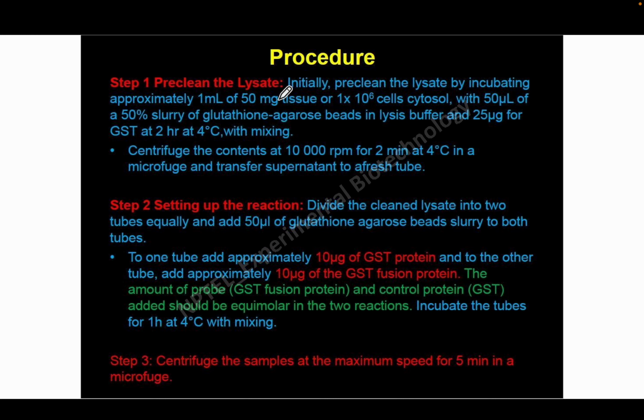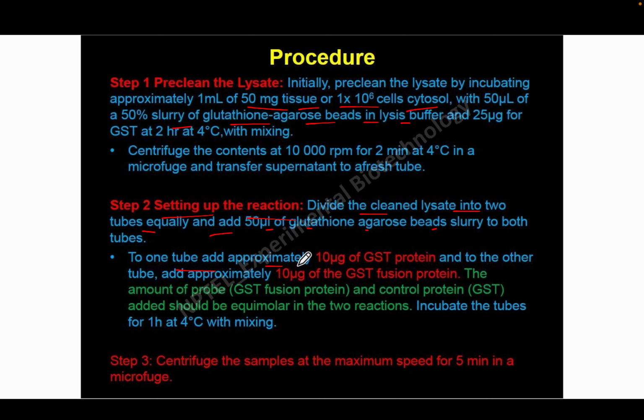Pre-clean the lysate. Initially pre-clean the lysate by incubating approximately 1 ml, 50 milligram tissue, and then you add 50 microliter of 50% slurry of glutathione agarose beads in lysis buffer, and you centrifuge it. Setting up the reaction, divide the clean lysate into 2 tubes equally and add 50 microliter of glutathione agarose beads.